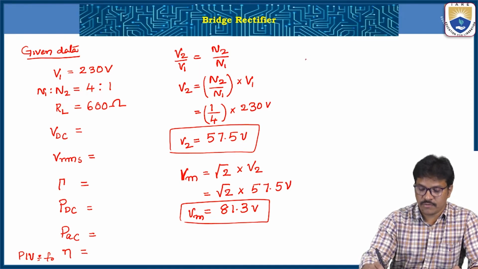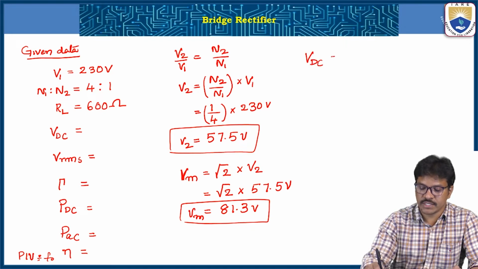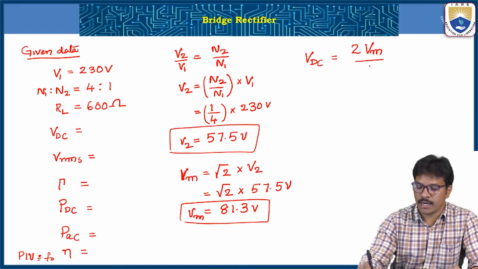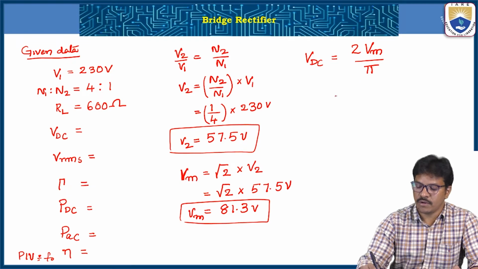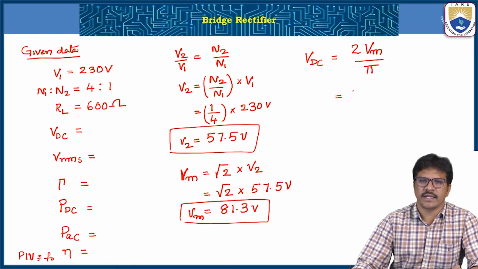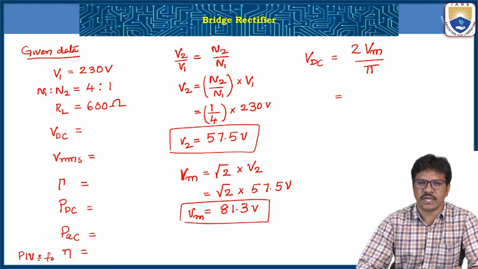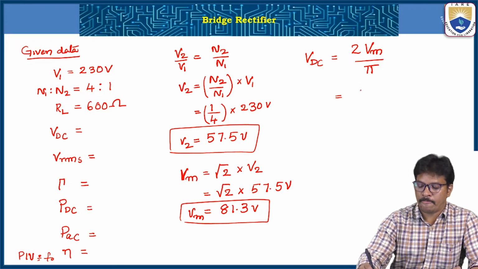What do we need to find? We need to find VDC. VDC is equal to 2Vm by pi. This is the formula already derived. Mathematically, we take the sinusoidal input signal, apply the definition of the average value, and find the output delivered DC voltage. Then you will get 2Vm by pi. If it is ideal, it is 2Vm by pi. If the diodes are practical and the secondary has internal resistance, then we need to subtract the drop from this 2Vm by pi.